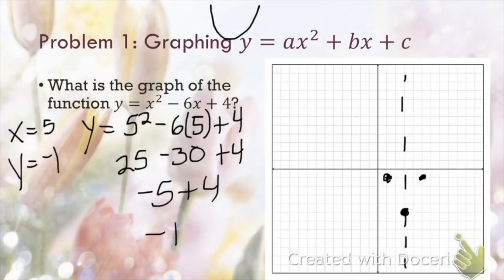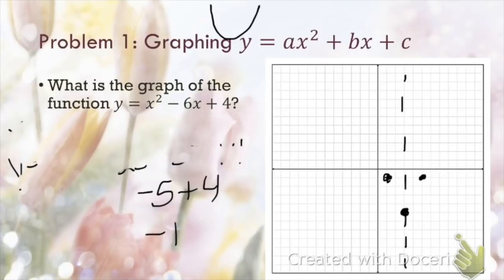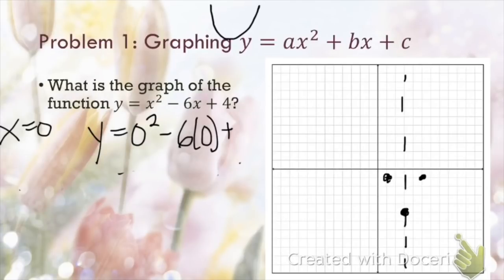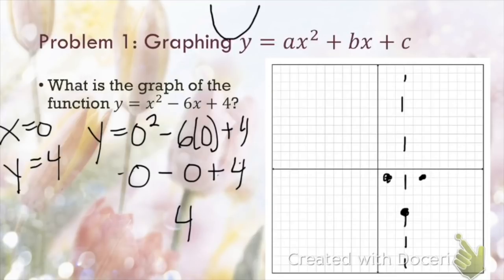I am going to see if I can get some more points up here on the top so that I have a more accurate parabola. And so I am going to try plugging in x equals 0. Y equals 0 squared minus 6 times 0 plus 4. And that leaves me with 4. So 1, 2, 3, 4. And again, because of my axis of symmetry, my other point should be right here. So I now have a pretty good idea of what my parabola looks like.